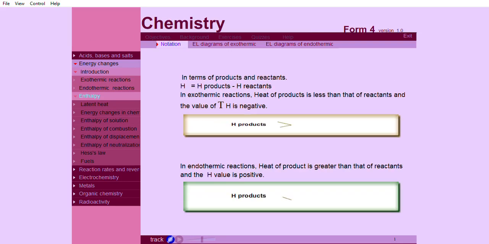In terms of products and reactants, change in enthalpy equals the enthalpy of products minus the enthalpy of reactants. In exothermic reactions, heat of products is less than that of reactants and the value of change in enthalpy is negative. In endothermic reactions, heat of products is greater than that of reactants and the change in enthalpy value is positive.